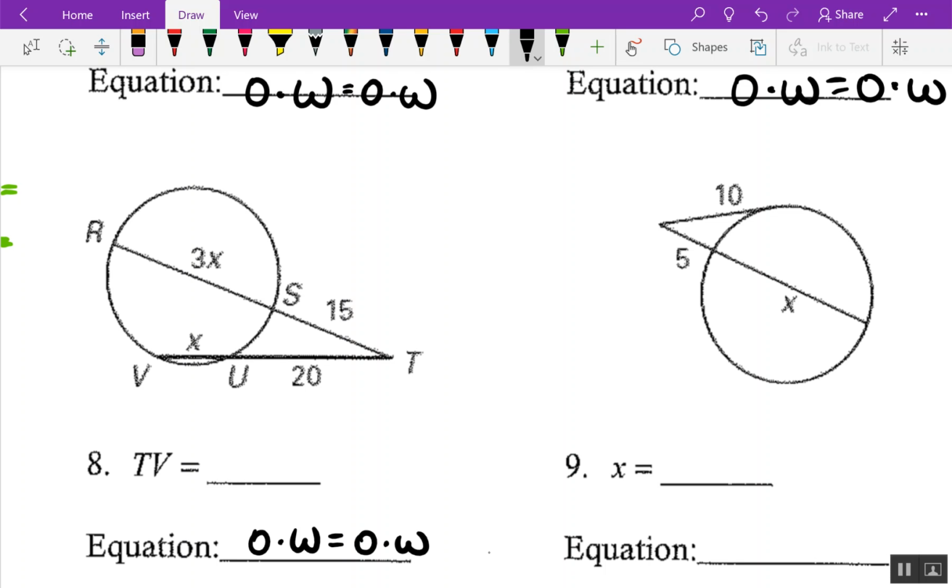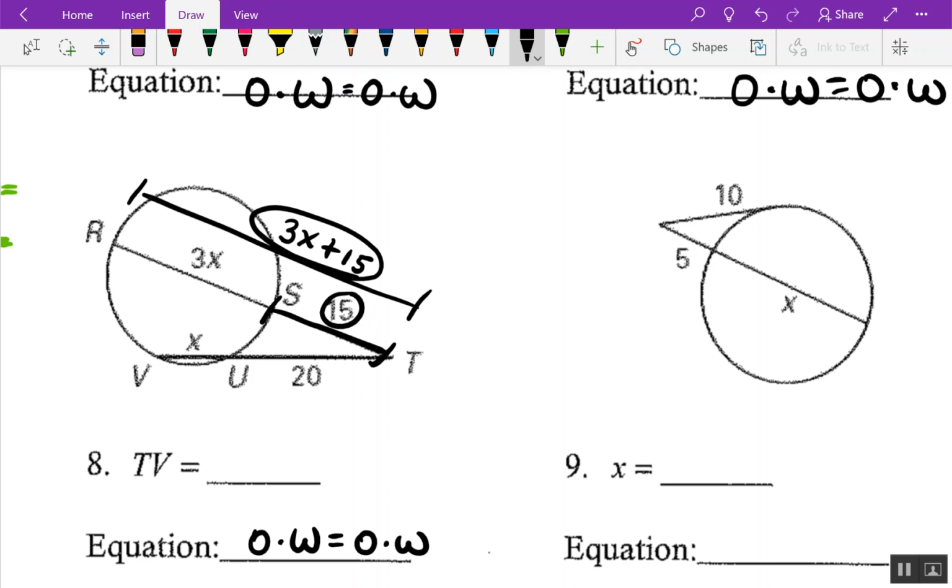You identified already? Okay, so top secant. What is the outside? The outside is 15. What is the whole? Okay. All right, so 15 is the outside, 3x plus 15 is the whole. All right, the other secant. What piece is the outside? 20 is the outside. How much is the whole? x plus 20, yeah, same thing.